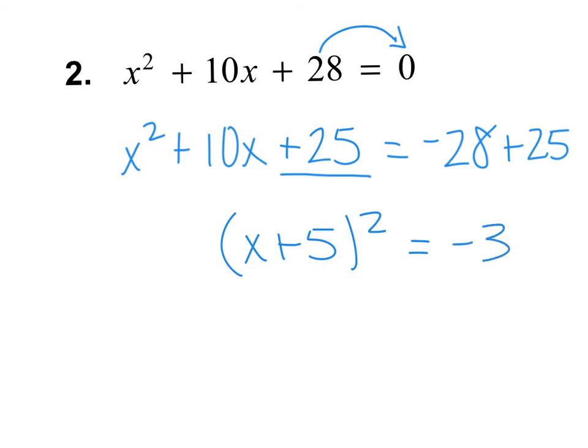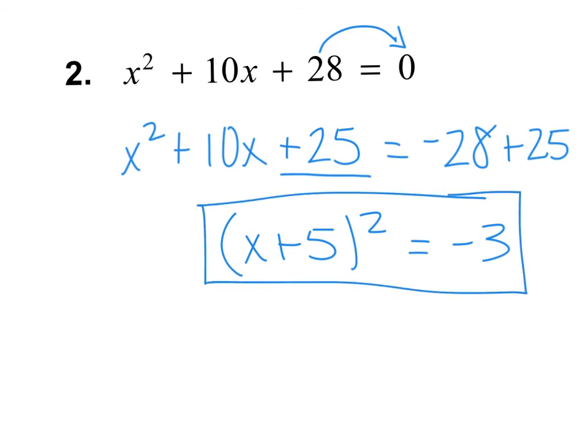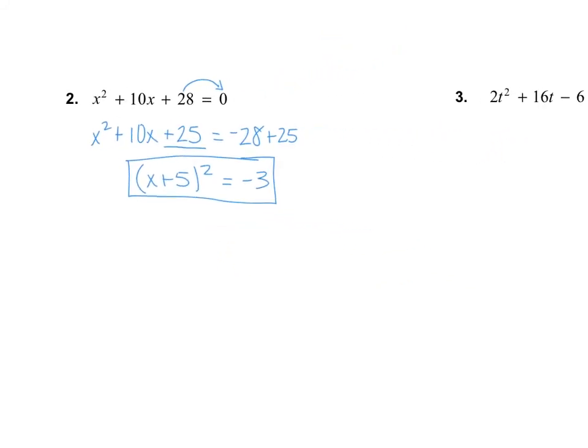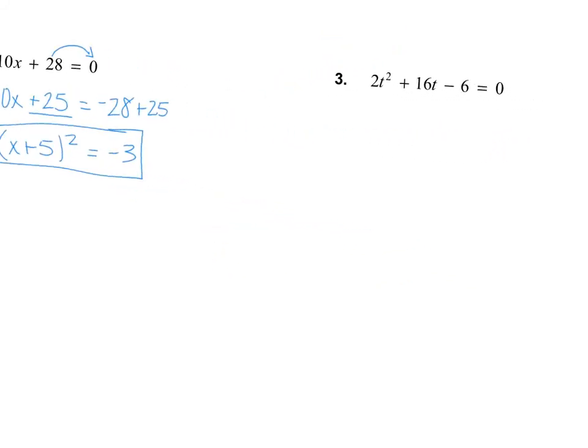And that's as far as we're going to go, because it's really the only application that we need here moving forward into circles. So that's the part where we're going to stop. This would be your answer, using completing the square. Now go ahead and use that as a model for doing number 3.